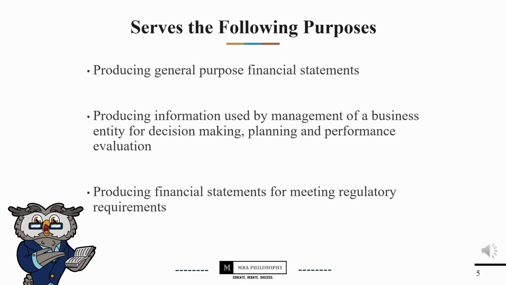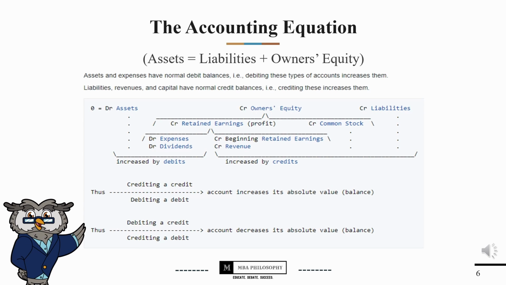In addition to the previous slide, here are 3 extra bullet points to further emphasize the purpose of financial accounting. They are self-explanatory, so feel free to pause the video here before moving on to the next slide. At the forefront of accounting is the infamous accounting equation, which is just assets equals liabilities plus owner's equity. The image you see here provides you with a more in-depth breakdown of how the equation actually works. As always, feel free to pause here before moving on to the next slide.